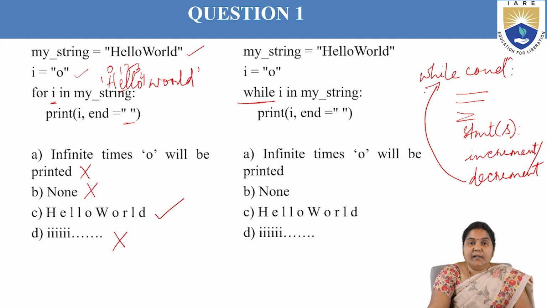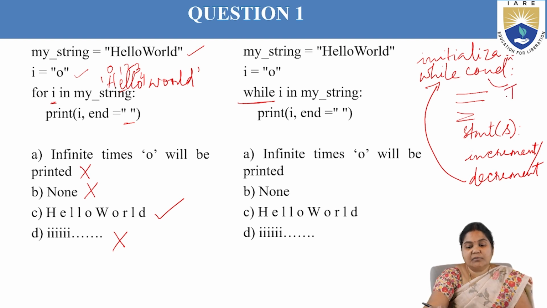A while loop does not have any initialization, so we have to do the initialization outside. Inside the while loop, only condition checking is done. If this condition evaluates to true, then the body of the loop will be executed. If it evaluates to false, then it will come out of the loop. Based on this criteria, let us see what the output will be for this question.